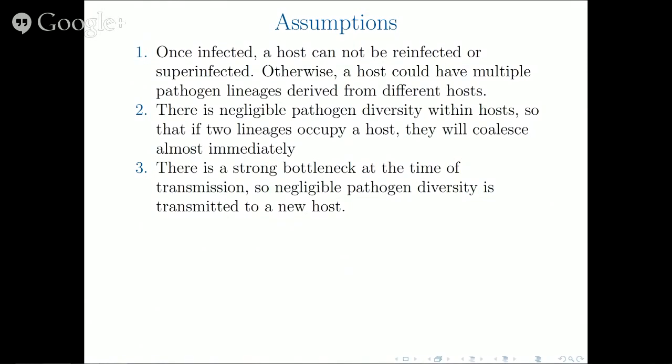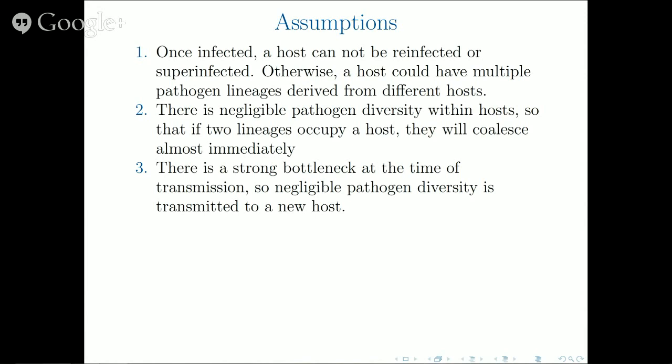Another assumption is that there's negligible pathogen diversity within hosts. So if 2 lineages occupy a host, for example, following a transmission, they'll coalesce almost immediately. And the third assumption is that there's a very strong bottleneck at the time of transmission. So very little pathogen diversity is transmitted from one host to another.